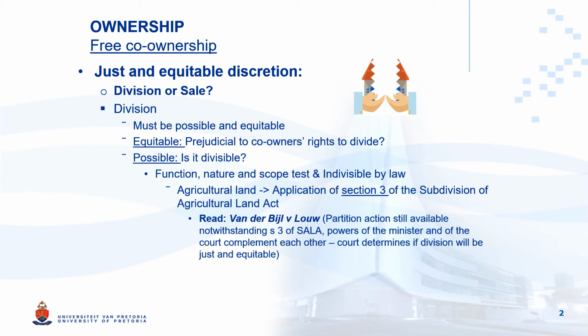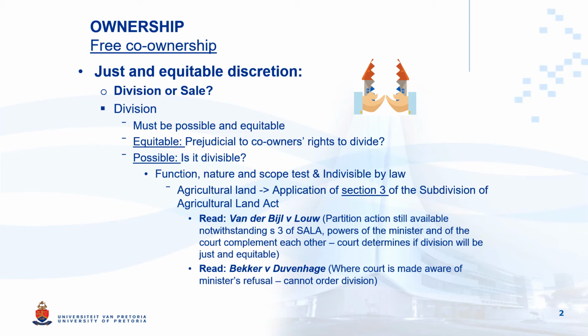Okay, in Becker, the court added a qualification to the position laid down in Van der Bijl. The court in Becker confirmed Van der Bijl. However, where the court is made aware of the minister's rejection of the application for subdivision, meaning the co-owners approached the minister before approaching the court, and the minister refused to consent to the subdivision, the court is not allowed to ignore the minister's refusal to consent. The court will then not be able to make an order for subdivision. So Becker then added an important qualification to what was said in the Van der Bijl case.